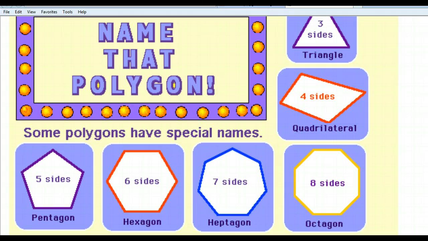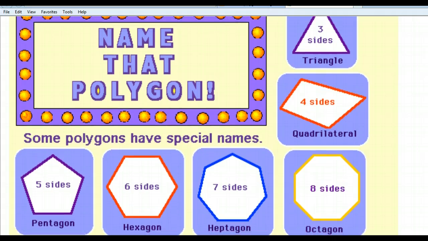Okay, so you definitely need to know the names of all the first several polygons. Obviously, a triangle is 3 sides, but if it has 4 sides, that is a quadrilateral. You can see the word quad in there. Most of you know that. I start to lose some of you on these next few. A 5-sided shape is called a pentagon. A 6-sided shape is a hexagon. And a 7-sided shape is a heptagon.